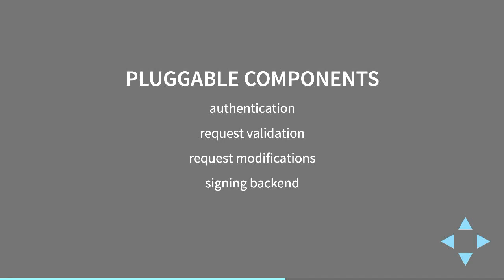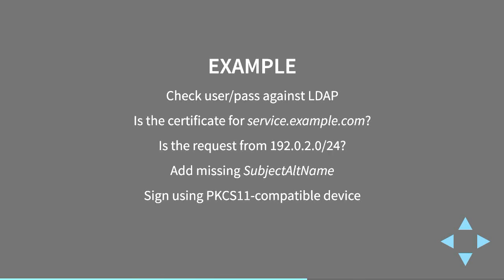We went for pluggable components because OpenStack itself is basically made out of components that you can easily swap in and out. It's very configurable. So following that tradition, we've got pluggable authentication, validation, request modifications, and signing backend. What does that mean in practice is you can, for example, have the LDAP backend and check the password there. Or it can be a local file, or it can be Keystone on the authentication server, or it can be something else.